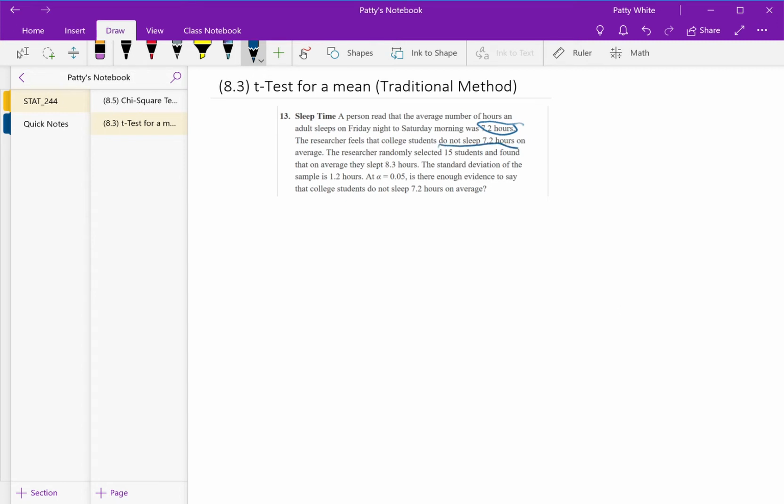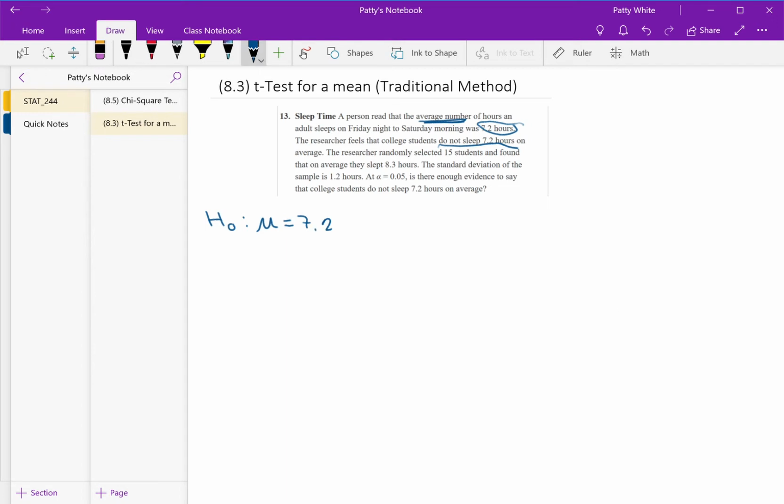So we already have the information that we need to write our hypotheses. And when we do hypothesis testing, that is our first step. So let's go ahead and write our null and alternative hypotheses. Our null hypothesis is what we're going to assume to be true. So the null hypothesis is that the average number of hours is 7.2. The notation that we use for population average is mu. So mu is equal to 7.2. Let's change that so it looks like a decimal.